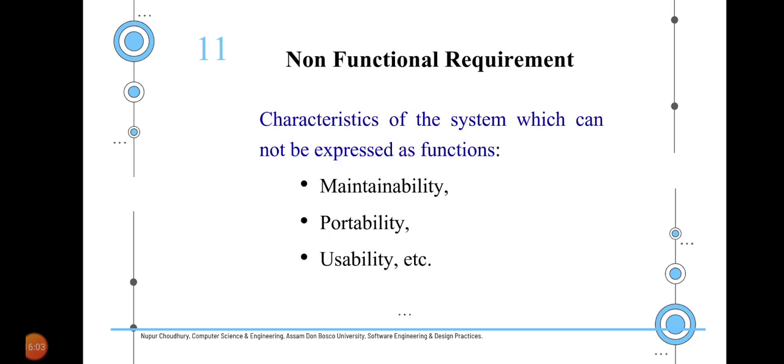Moving to the non-functional requirements. When we talk about non-functional requirements, essentially these are the characteristics of the system which are generally not expressed as functions. Whatever requirements are not expressed as functions or various processes, we call them non-functional requirements. They are centered around people, hardware and software resources, which includes maintainability, portability, usability, etc.